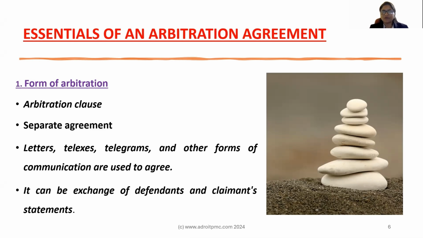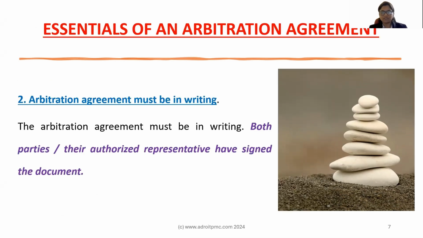Next is essentials of arbitration agreement. We should comply with these things to make an arbitration agreement a valid and enforceable agreement. First, it should be an arbitration clause or separate agreement, and it can be in letters. For example, there is certain communication between the parties where it is mentioned that in case of any dispute, it can be referred to arbitration. That kind of terms could also be considered, and it is recognized internationally as an arbitration agreement. And the dispute obviously could be resolved through arbitration.